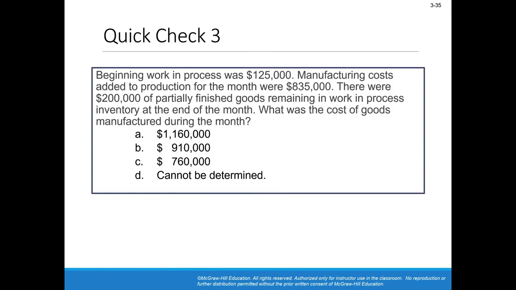All right, we have beginning work in process that was 125,000. Manufacturing costs added to the production for the month were 835,000. And there was 200,000 of partially finished goods remaining in work in process. So that's what's not finished. So what was the cost of goods manufactured during the month? So we have our beginning work in process of 125,000 plus that manufacturing cost, the 835,000.